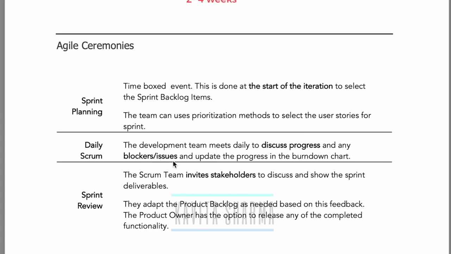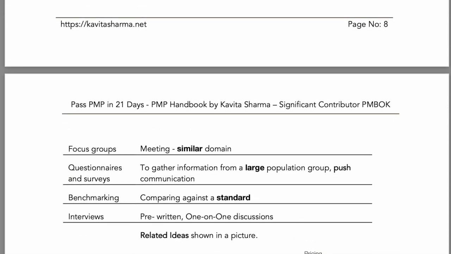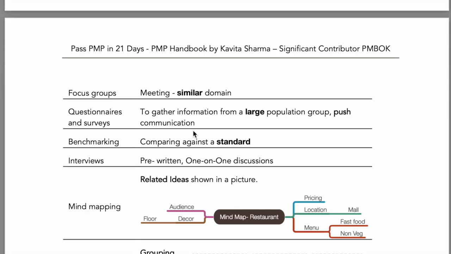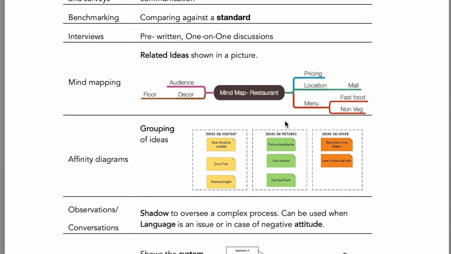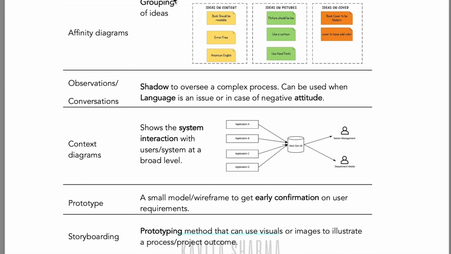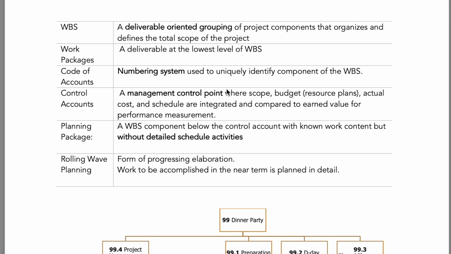So these are the ceremonies we know: daily scrum, or daily stand-up, we call that. Instead of using sprint, nowadays PMI is using the term iteration. You guys know that. Now these are the keywords here: focus group, questionnaires and surveys. You have discussed it and it's there in one place for all of you. Affinity diagram is grouping of ideas, observation, shadow, reverse shadow, etc. When can it be used? All of that is written. Context diagram, an example of a context diagram. So you have this in this document.